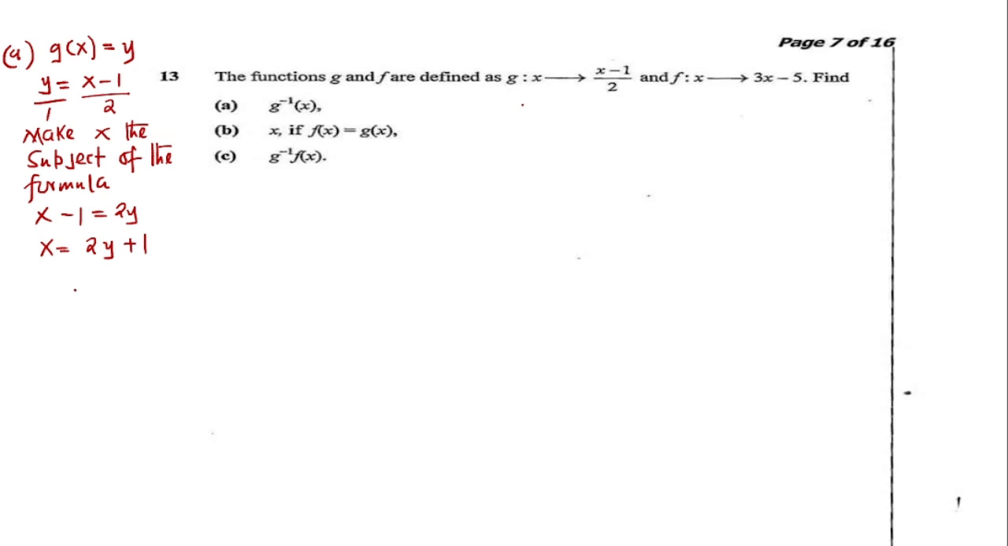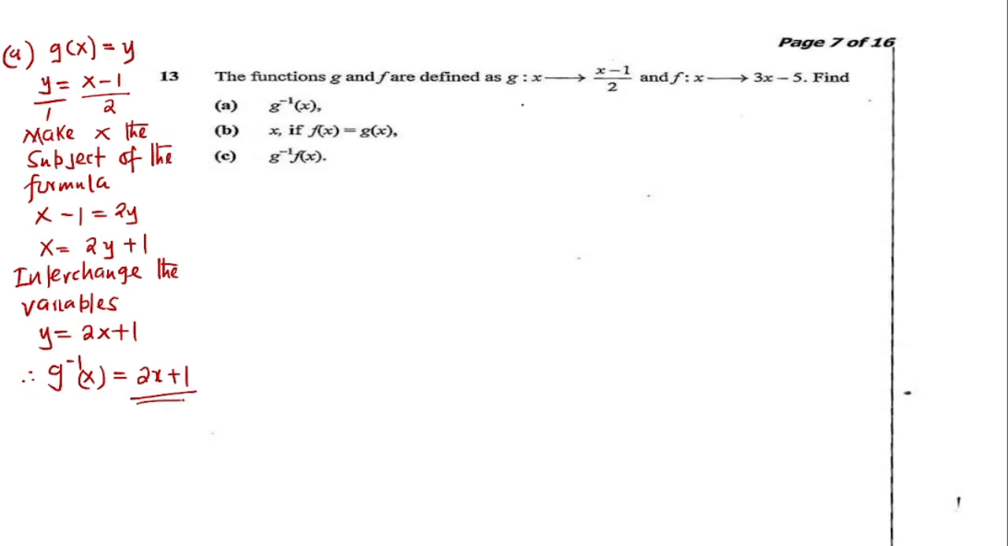Like that. So at this stage, we are able to interchange the variables. Meaning where there was x, we put y, and where there was y, you put x. So therefore we shall say y is equal to 2x plus 1. So we say that the inverse of the function g is equal to 2x plus 1. So that is the answer for question A.